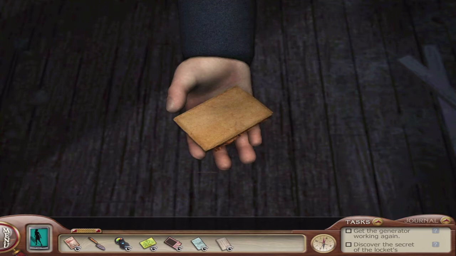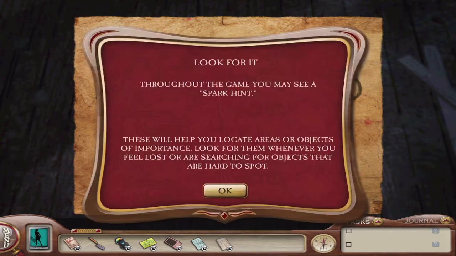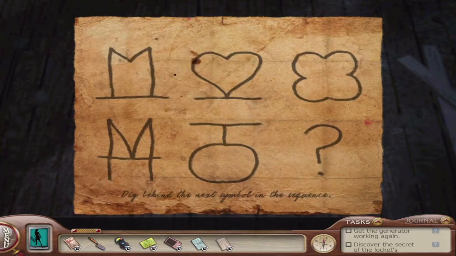Ooh, a piece of paper. Whoa! Dig behind the next symbol in the sequence. These look really weird. I can see two M's, I can see a heart, I can see a clover, I can see, I guess, a boulder? Of course. I know what it is. Of course, I also see something else.